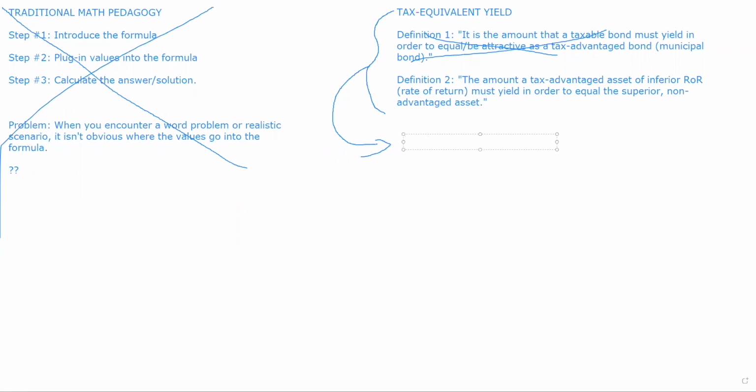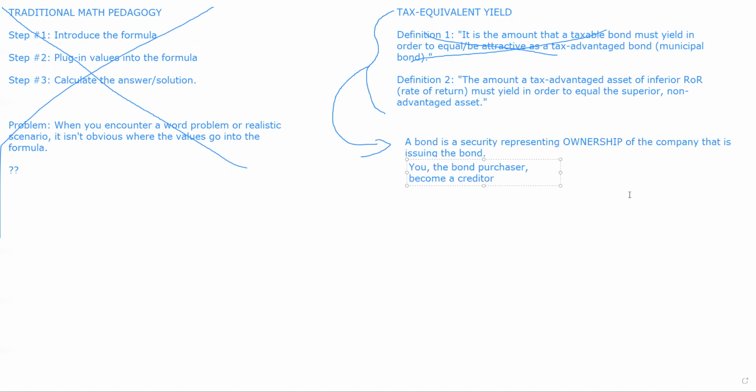And actually, before I say that, in case you don't know what a bond is, a bond is a security, and it represents ownership of the company that is issuing the bond. So you, the bond purchaser, become a creditor. I'm sorry, it's not ownership, it's indebtedness, sorry. Stock is ownership. It is indebtedness, that is my mistake. I don't want to redo this entire video, sorry.